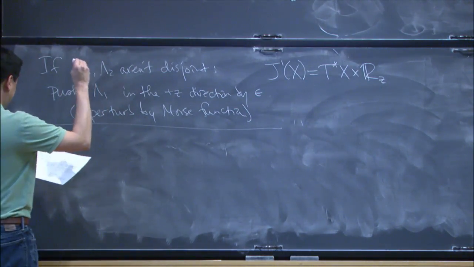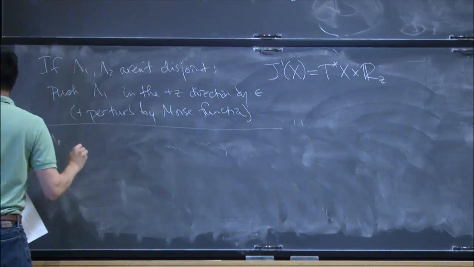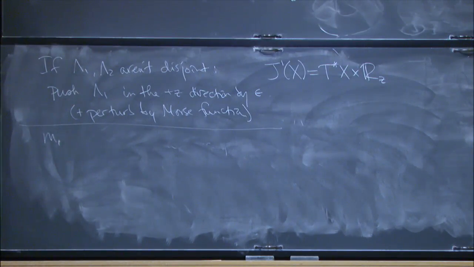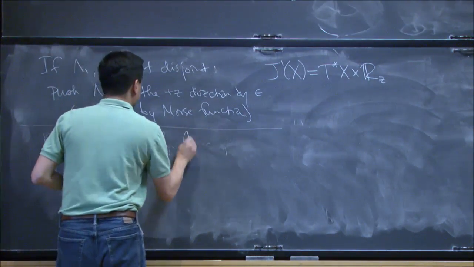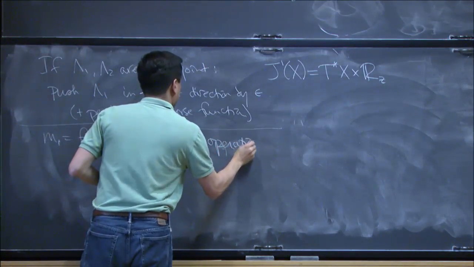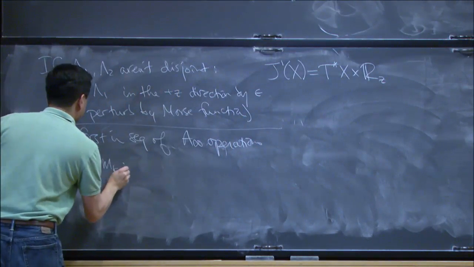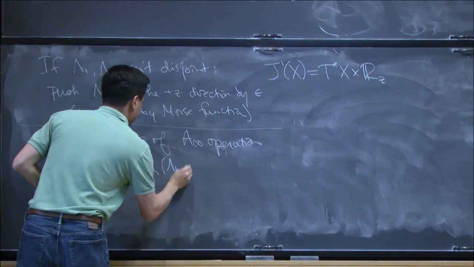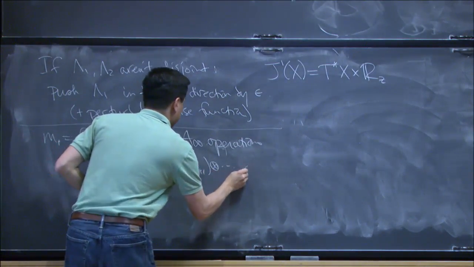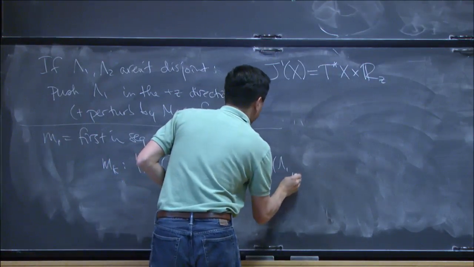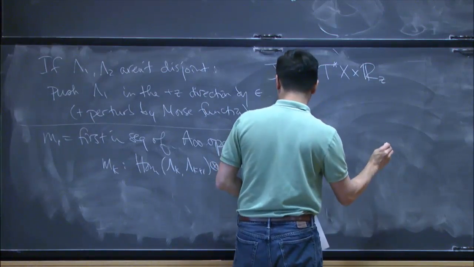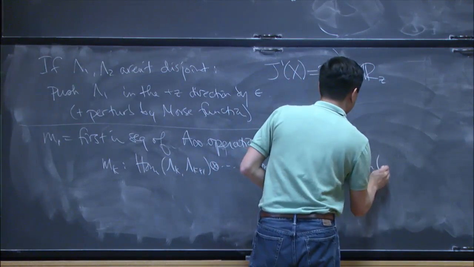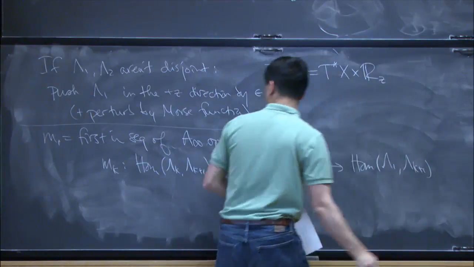So what's the next standard thing? The next standard thing is that this M1 is just the first in a sequence of operations, what are called A-infinity operations. In general, they look like mk from hom(lambda k plus 1, lambda k) tensor down to hom(lambda 1, lambda 2). You just compose a bunch of these things together. Think of this as some sort of multiplication or composition operation to hom(lambda 1, lambda k plus 1).